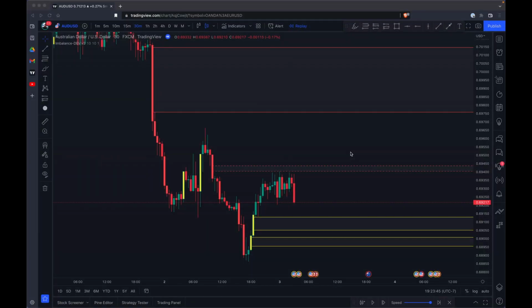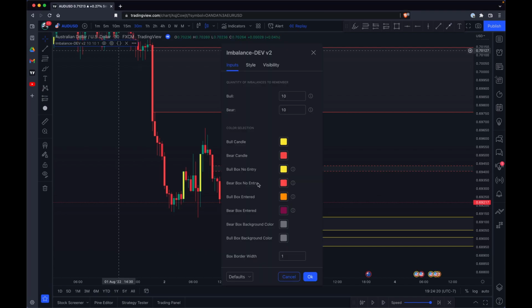So diving into TradingView here to take a look at the indicator, we're on the Aussie dollar 30-minute chart. And first off, you can see these boxes or zones that I was talking about. So these are the imbalances. And the ones that have solid lines, like down here, mean that price has not entered that zone. But then this dashed box up here means price has come into that zone. And as for the colors, you can change it up here in the settings pretty easily.